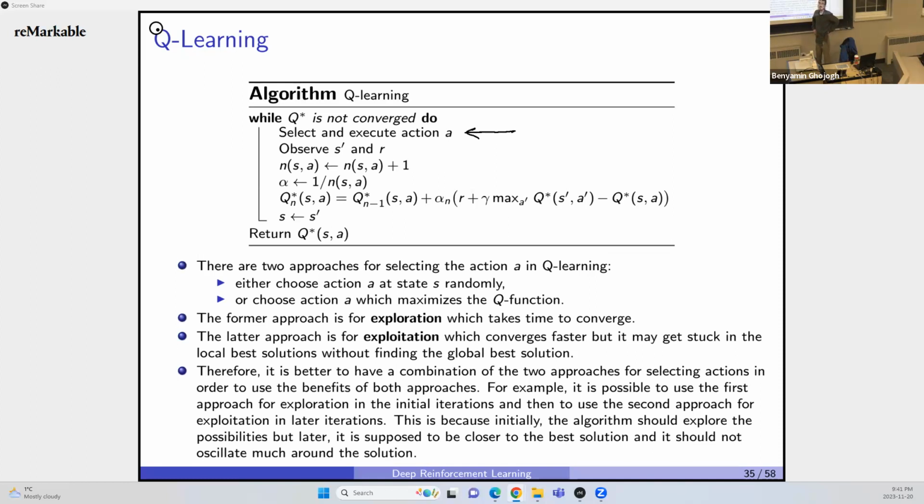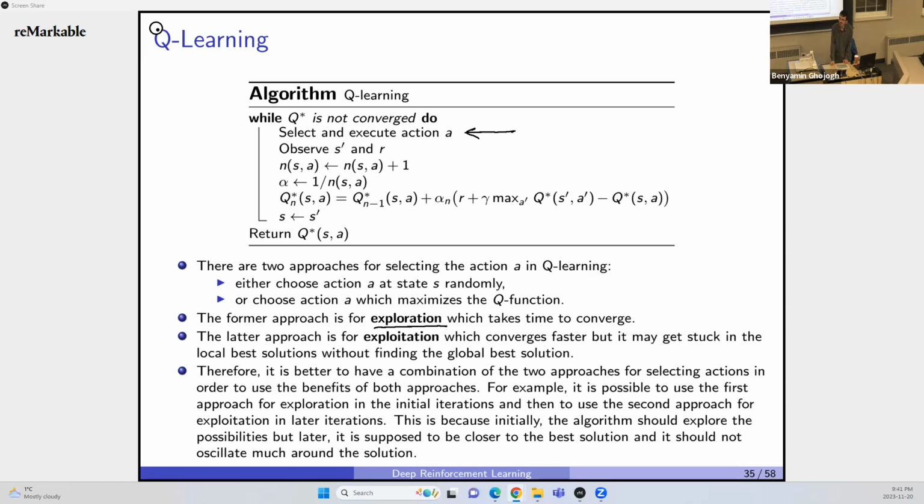We can either select a random action. In this case, you will have exploration. What do I mean? I explore different things in this environment. Or I can find the best action based on my Q. Based on my current Q, I know what is the best action to do: the arg max over A of Q(S, A). This is the best action.